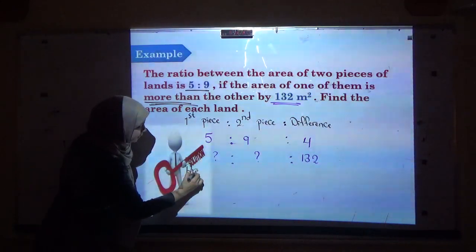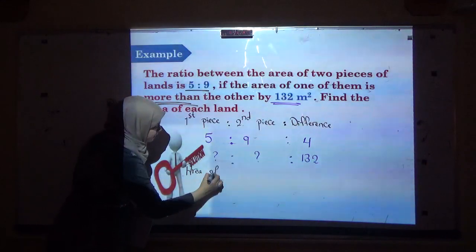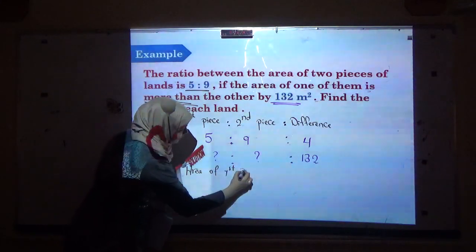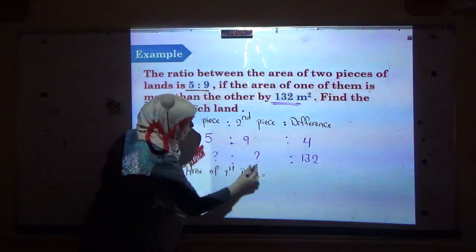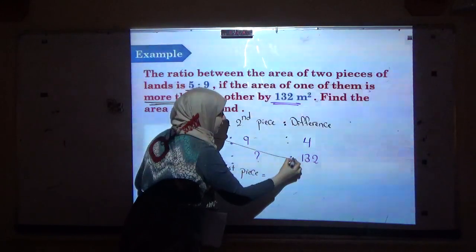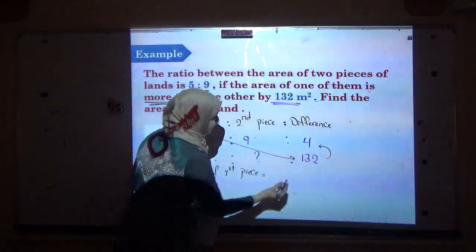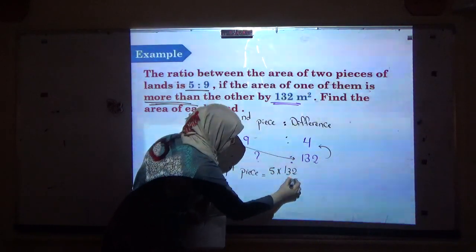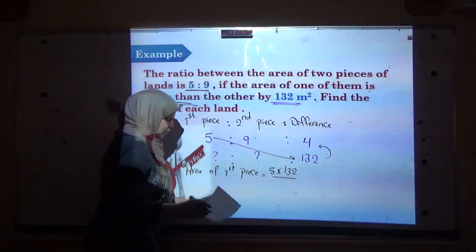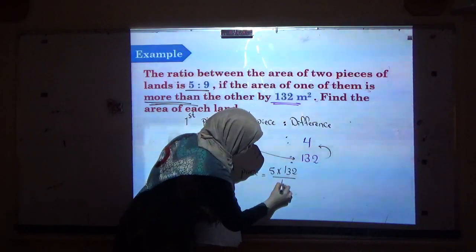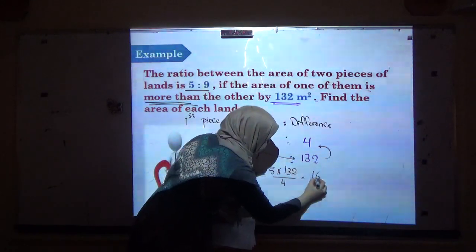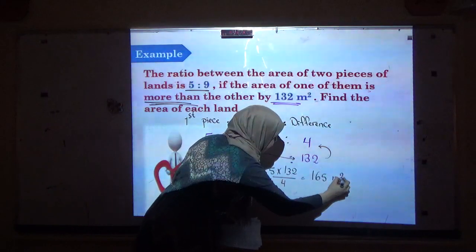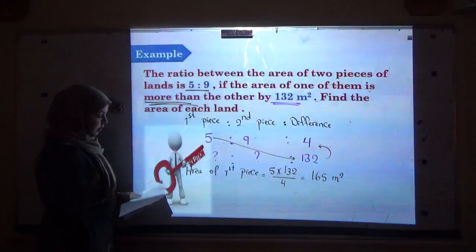So area of first piece equals 5 multiply 132 divide 4, equals 165 meters squared.